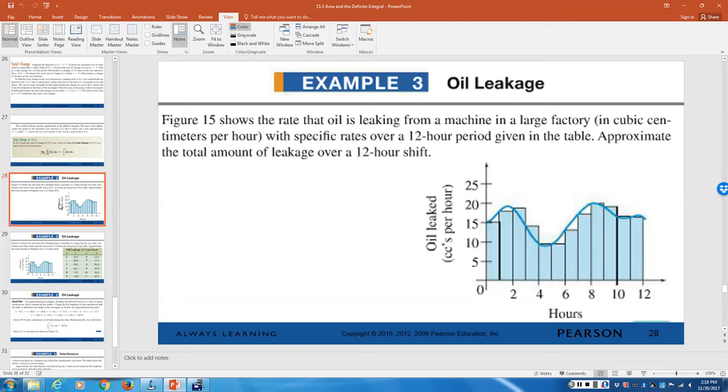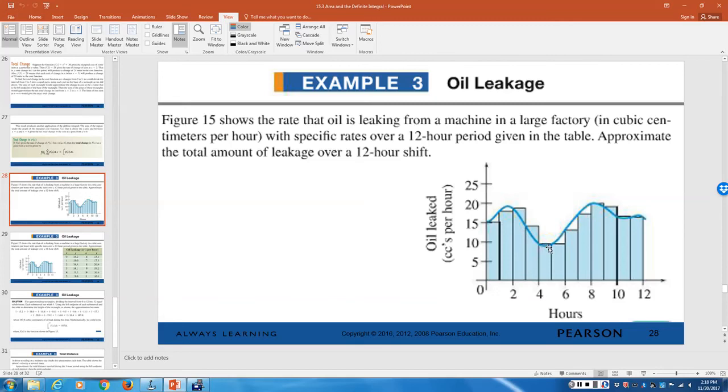And what we want is to approximate the total amount of oil that leaks out of that machine over a 12-hour shift. So notice at the beginning of the shift, the oil's leaking faster and faster and faster, but it just about stops shortly before 2 hours. It kind of maxes out. And then from there on, it starts not leaking as fast.